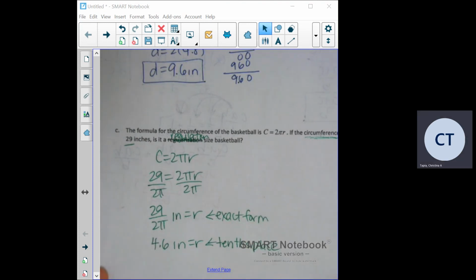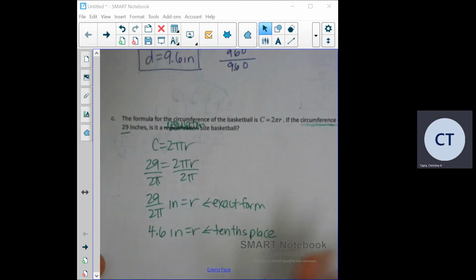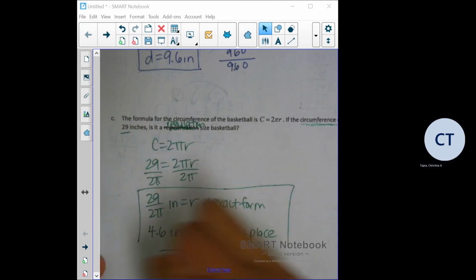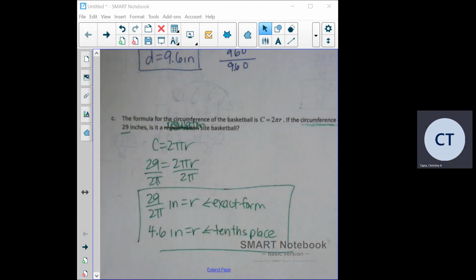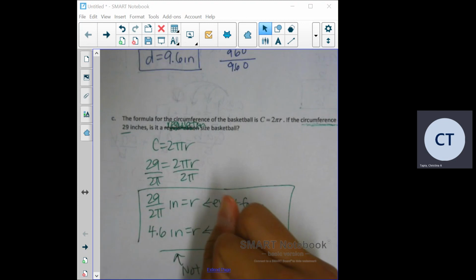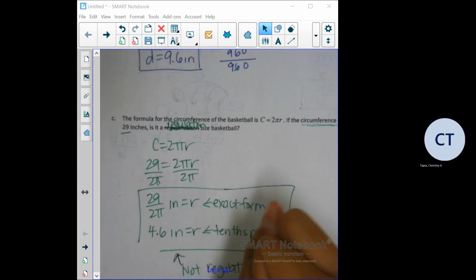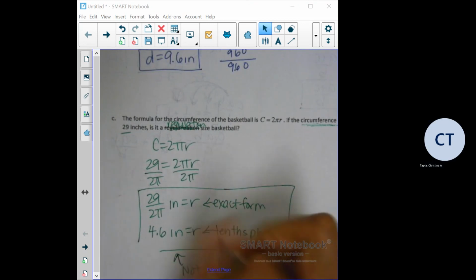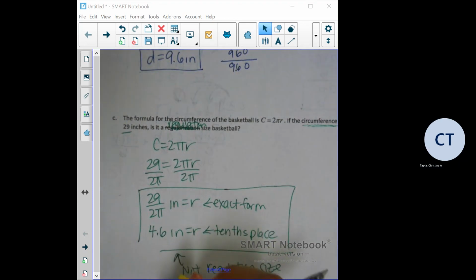I hope that's how you spell tenths, please. So you guys tell me, will this basketball meet regulation? Why not? That's 0.2 off. So this is not regulation size. Not regulation size.